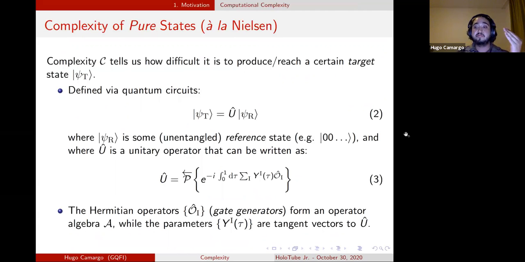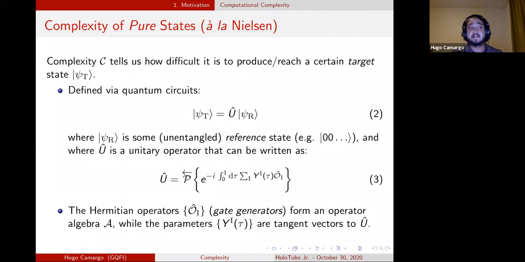To this end, people realized that there was already a notion of complexity that could be taken from quantum information science. This is something that was already talked about in this conference by Pablo Basteiro yesterday. So I will not stay too long on the details, but suffice to say that complexity is supposed to be a measure of how difficult it is to produce or to reach a certain state called a target state. This works via quantum circuits, where we have a reference state from which we start, and we apply a certain unitary transformation to it, and we get to another state called a target state.